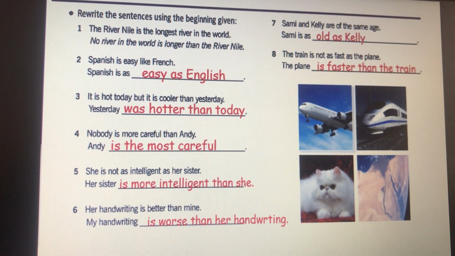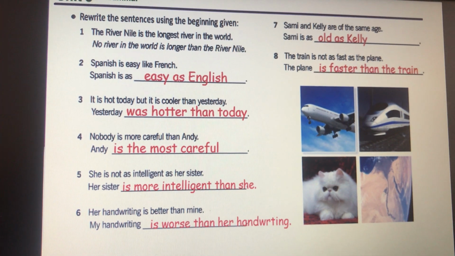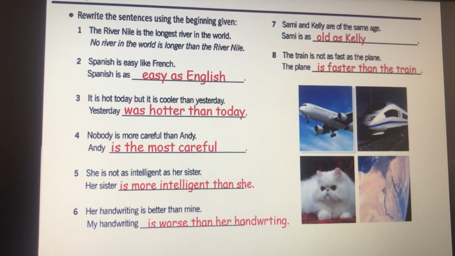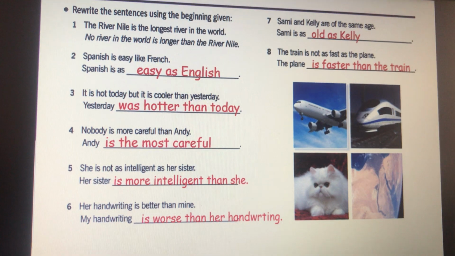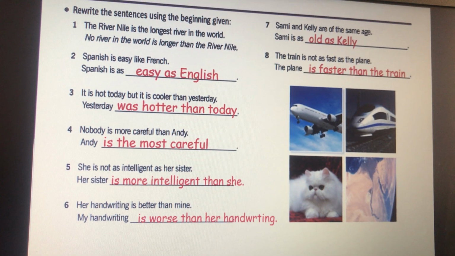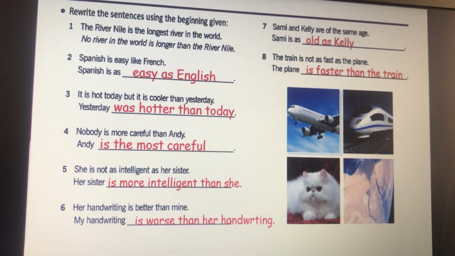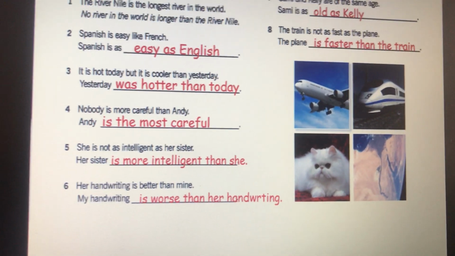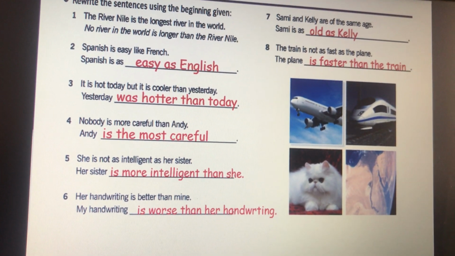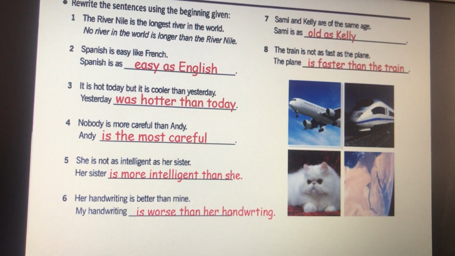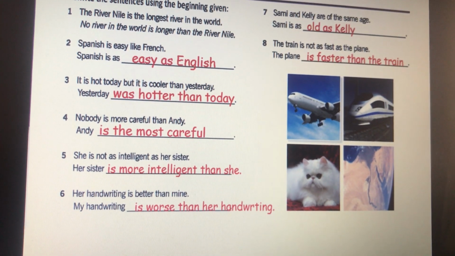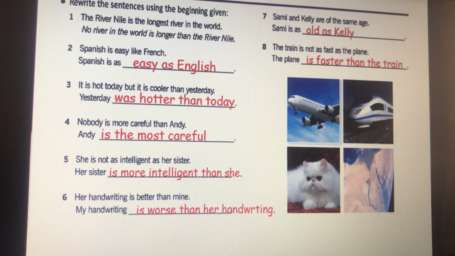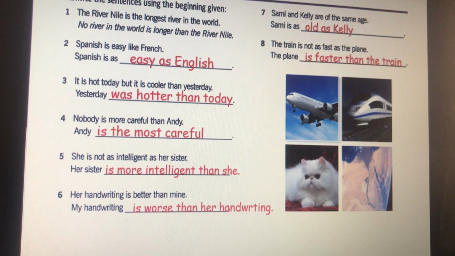And the last one, 6, my handwriting is worse than her handwriting. Okay, look at number 5. Her sister is more intelligent than she. Than she is intelligent. In everyday language, sometimes we say than her, but in standard English, than she. اللغة الإنجليزية الرسمية نقول than she. بالعامية أحيانا نقول than her.